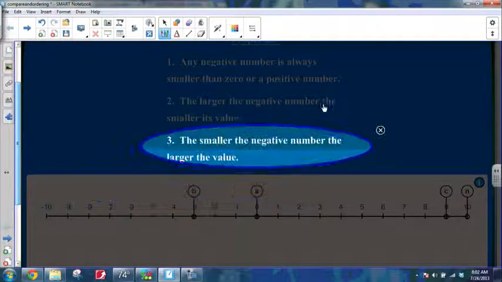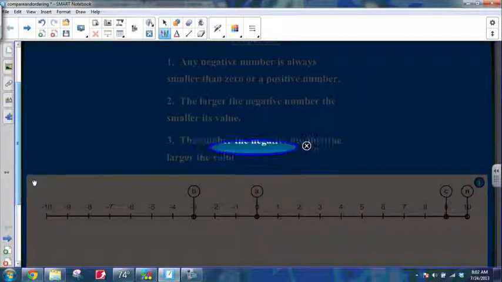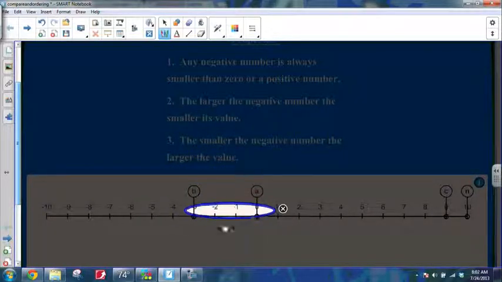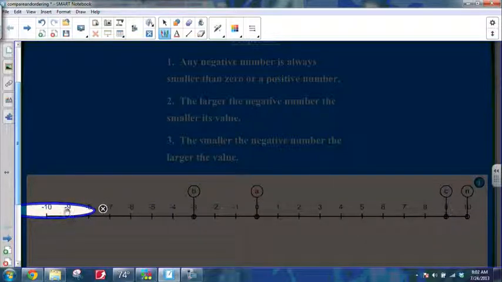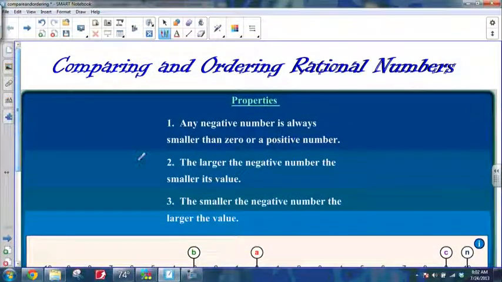And the last property states, the smaller the negative number, the larger the value. So that means that as we see our negative numbers becoming smaller, their values are increasing because they're becoming closer to 0. So those are the properties of numbers when we are comparing them.